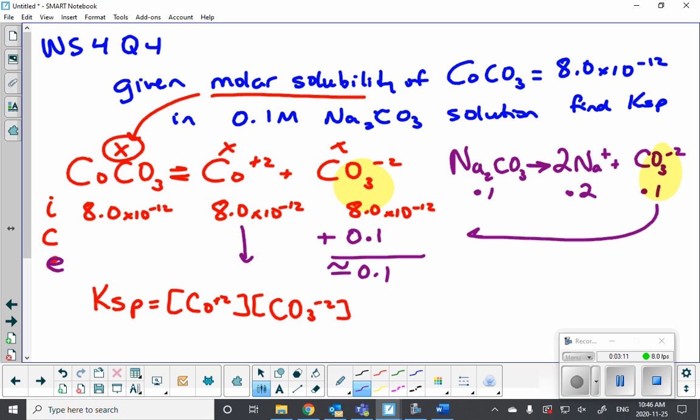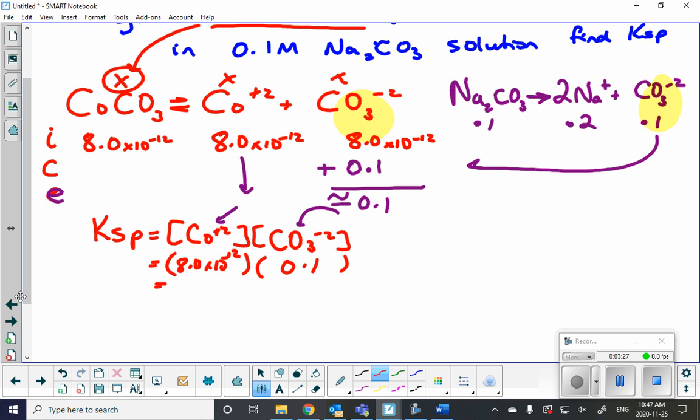This value is unchanging, so let's put these values into the brackets. The concentration of cobalt is unchanged at 8.0 times 10 to the minus 12. The concentration of the carbonate is going to be 0.1. A little bit of math: 8.0 times 10 to the minus 12, multiply that by 0.1. So our Ksp is calculated at 8.0 times 10 to the minus 13. Again, you can tell it's a common ion question because there were 2 salts that had an ion in common.